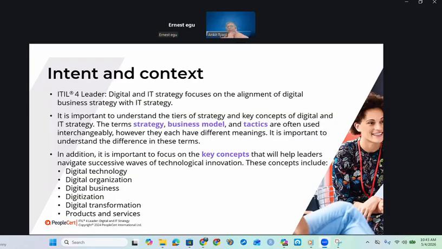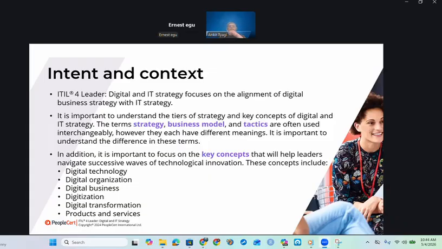Similar is the case here as well. Digital and IT strategy focuses on the alignment of the overall digital business strategy with the IT strategy, because IT is an integral part of becoming a digital organization. Then it is important to understand the tiers of strategy, key concepts of digital and IT strategy. The terms strategy, business model, tactics are often used interchangeably. However, they each have different meanings. It is important to understand the difference in these terms.